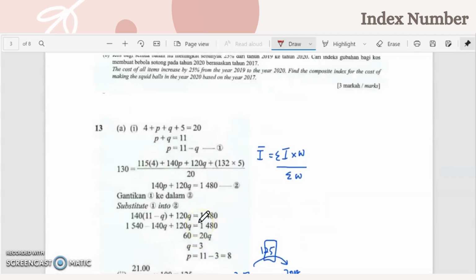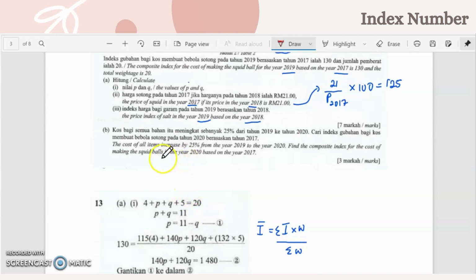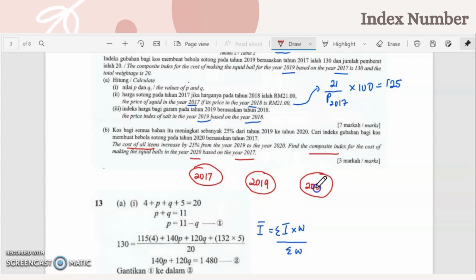Okay, that one is question 3. So we go to question B. Okay, the cost of all items increased by 25% from the year 2019 to the year 2020. Find the composite index for the cost of making the squid balls in the year 2020 based on the year 2017. Cost for all items. Okay. Maknanya untuk tahun 2019 nak pergi ke tahun 2020, semua items tu meningkat sebanyak 25%. So daripada sini tadi, awak boleh guna juga formula macam tadi juga, walaupun untuk composite index. Okay, so saya akan bagikan kepada 3 years, which is 2017, 2019 and 2020.